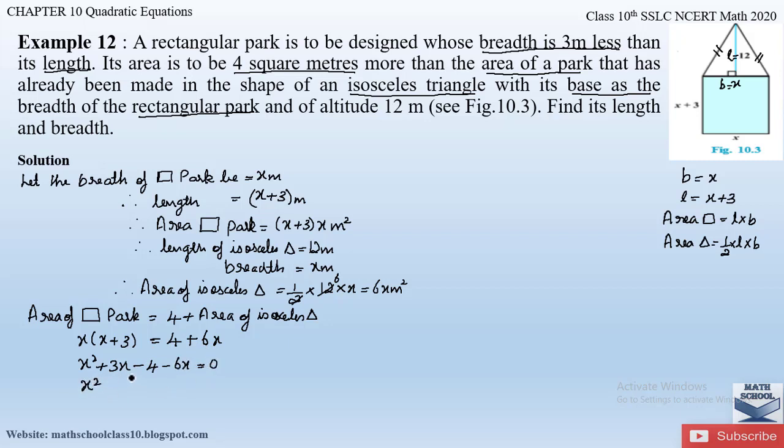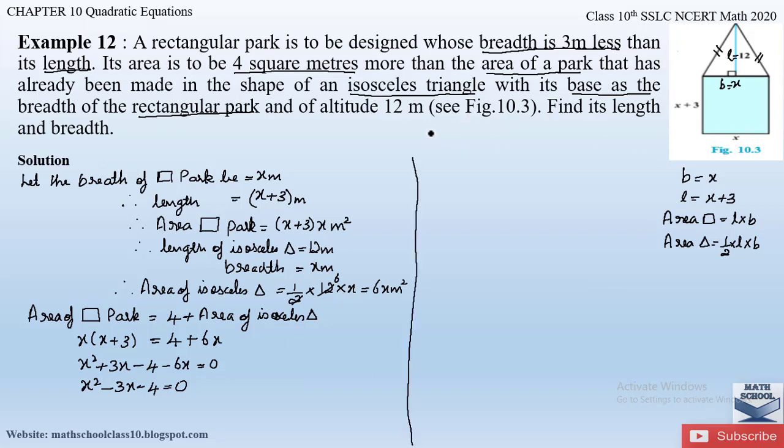Now x square plus 3x and minus 6x. So we are going to get minus sign here since the greater number is minus 6, and now we are going to subtract 3 minus 6. It will be x square minus 3x minus 4 is equal to 0. Now this is our quadratic equation which we have obtained. Now for this quadratic equation, we will apply the quadratic formula to find the roots, and then we will determine the length and breadth of this rectangular park.